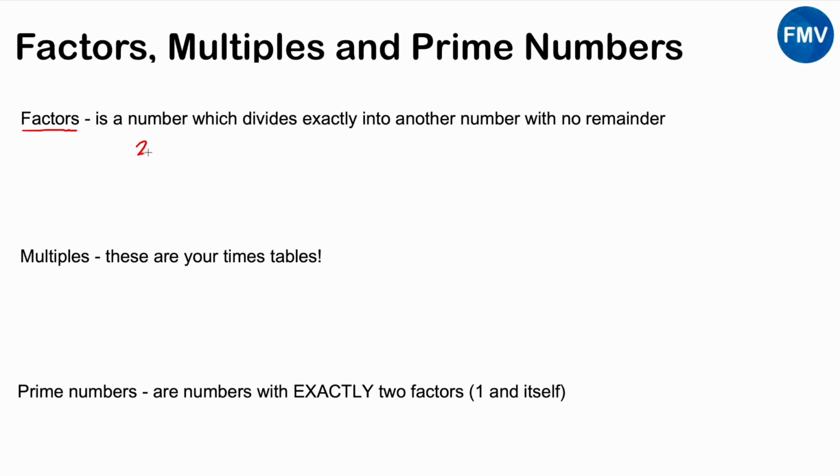So if we have the number 28, the factors of 28 are: 1 times 28 makes 28, so they're both factors. 2 times 14 makes 28, so they're both factors. 3 doesn't go into 28, 4 does, and 4 times 7 makes 28. 5 doesn't go into 28, and 6 doesn't go into 28. So our factors of 28 are 1, 2, 4, 7, 14, and 28. There are 6 factors here.